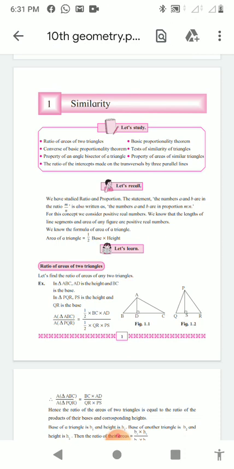practical applications also. Now in this chapter we are going to cover ratios of areas of two triangles. Then we will see the basic proportionality theorem, the most important theorem from your examination point of view. Then the converse of the basic proportionality theorem. Then the test of similarity of triangles. Then we will see the property of an angle bisector of a triangle. Then we will see the property of areas of similar triangles. If similar triangles are there, then what are the properties of areas? Then we will see the ratio of the intercepts made on a transversal by three parallel lines.